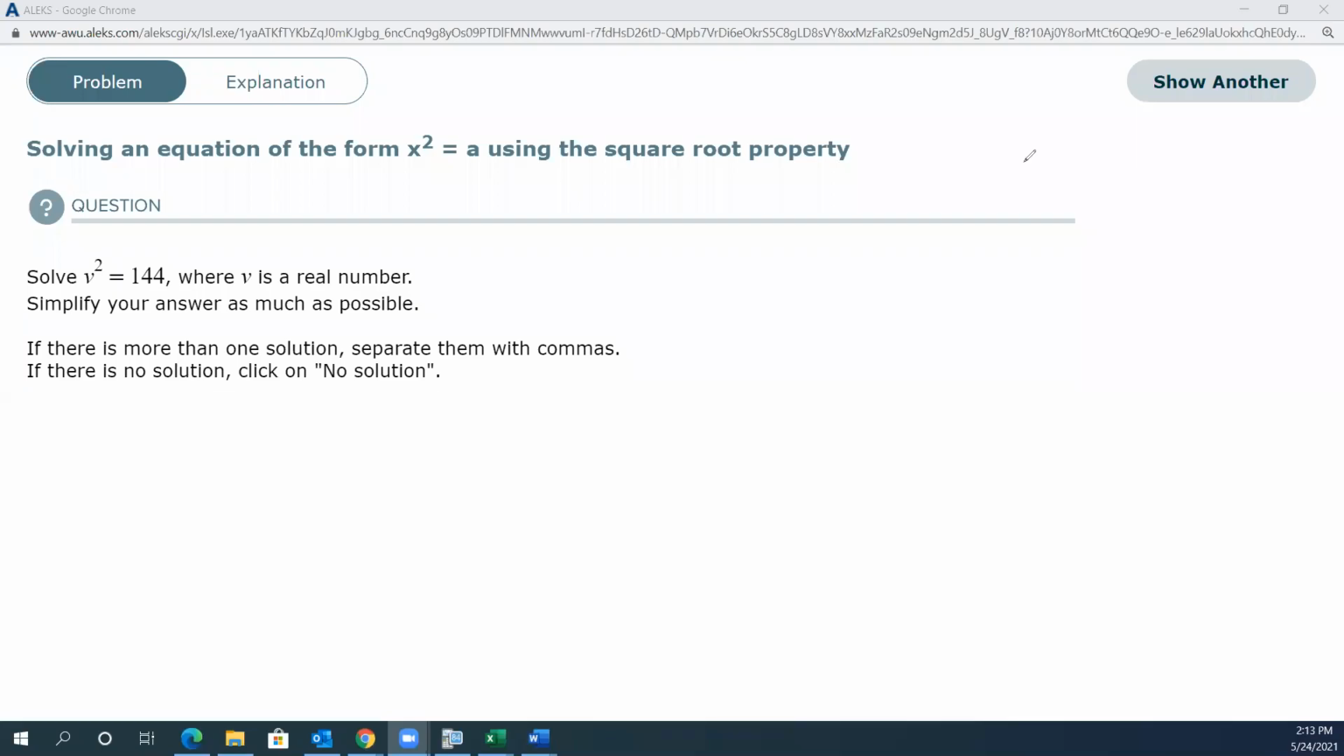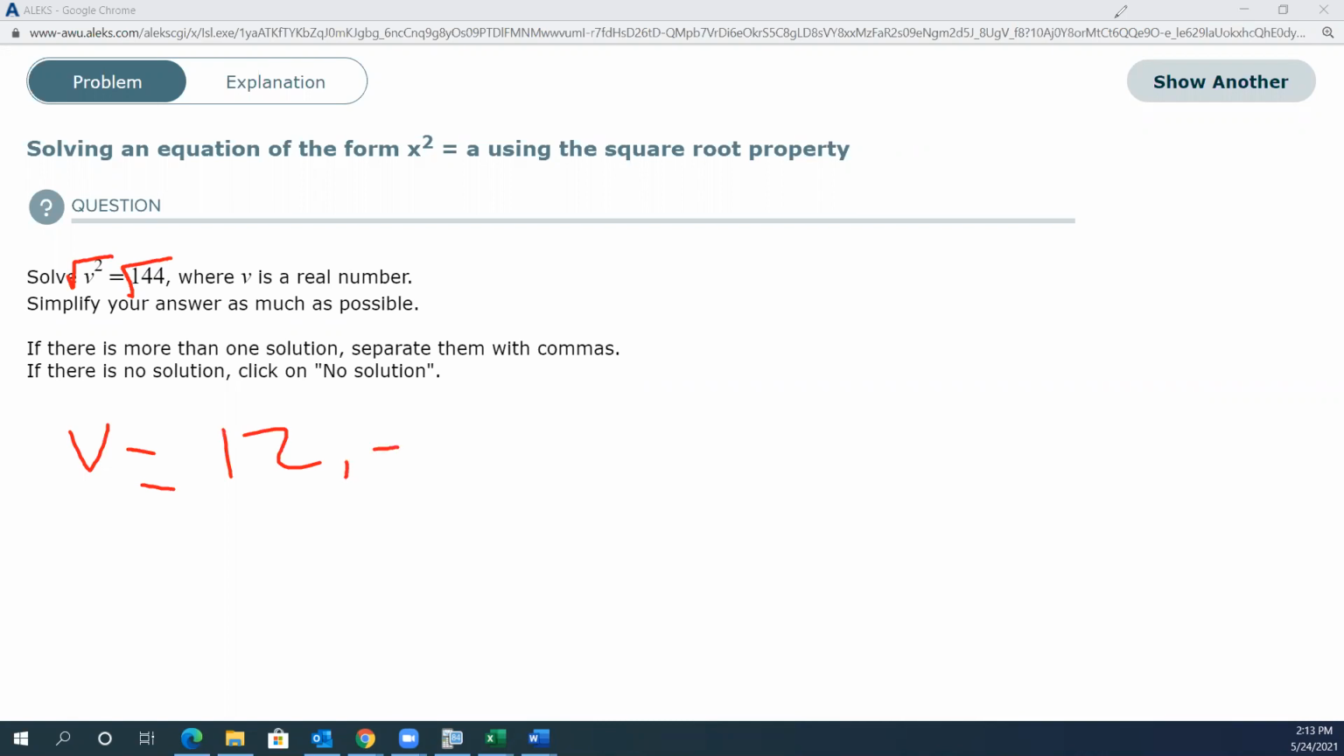Okay, on this one, we are going to be solving for the variable. So one way, well, the main way to do this would be to say, let's take the square root of both sides, and we get 12. But why is 12 a solution? Well, because if you square it, you get back to 144.